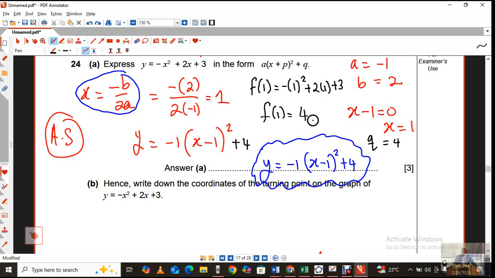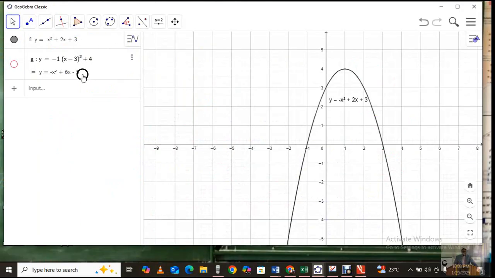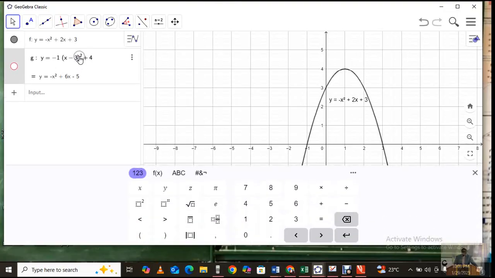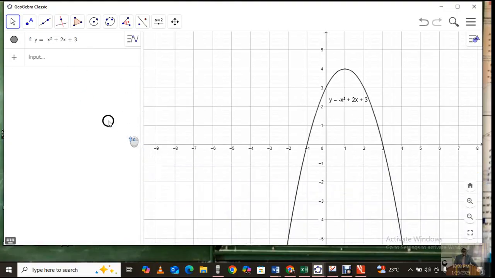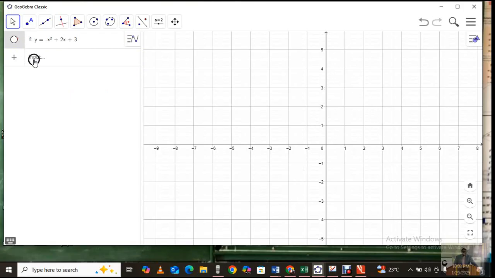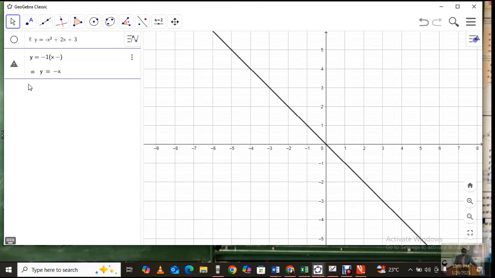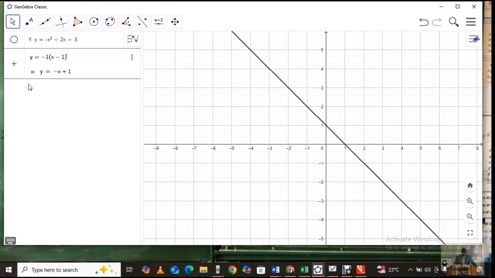That 4, whether it's positive or negative, is the y, the q value in my particular formula. That value says the up or down movement of the graph. So that 4 that you are seeing there, I just have to write it back, and I put x minus 1, my original function. So I'll be writing the formula y equals negative 1, then x minus 1, all squared, then plus 4.